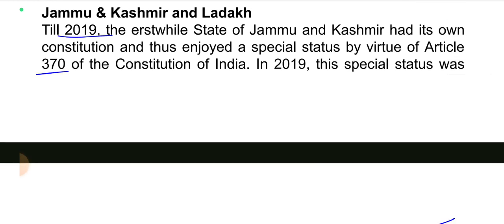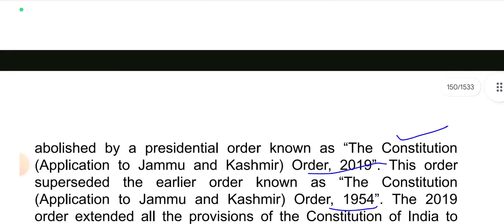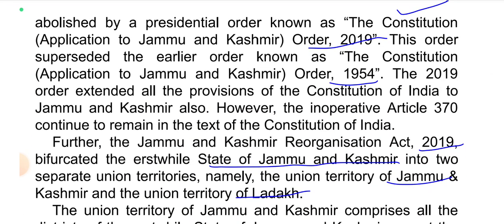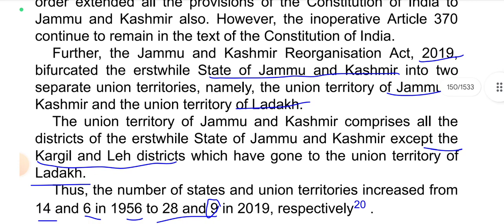Jammu and Kashmir and Ladakh. Till 2019, the erstwhile state of Jammu and Kashmir had its own constitution and thus enjoyed a special status by virtue of Article 370 of the Constitution of India. In 2019, this special status was abolished by a presidential order known as the Constitution Application to Jammu and Kashmir Order 2019. This order superseded the earlier order known as the Constitution Application to Jammu and Kashmir Order 1954. The 2019 order extended all the provisions of the Constitution of India to Jammu and Kashmir also. However, the inoperative Article 370 continued to remain in the text of the Constitution of India.